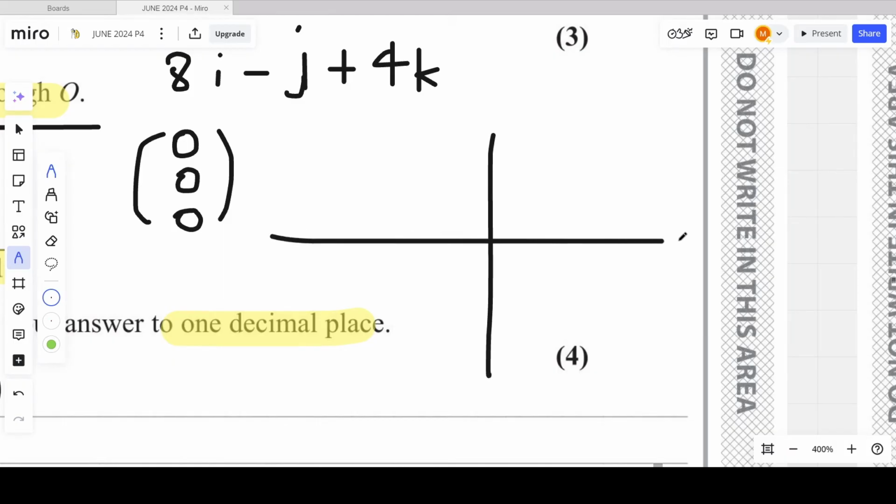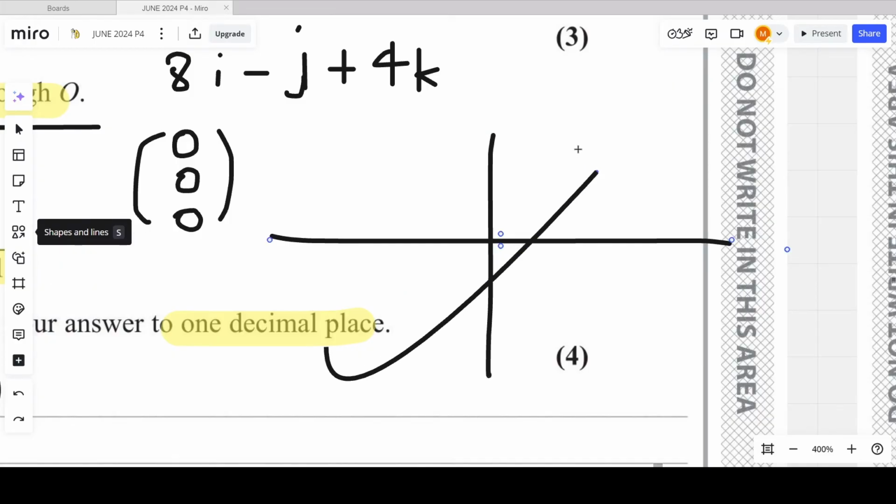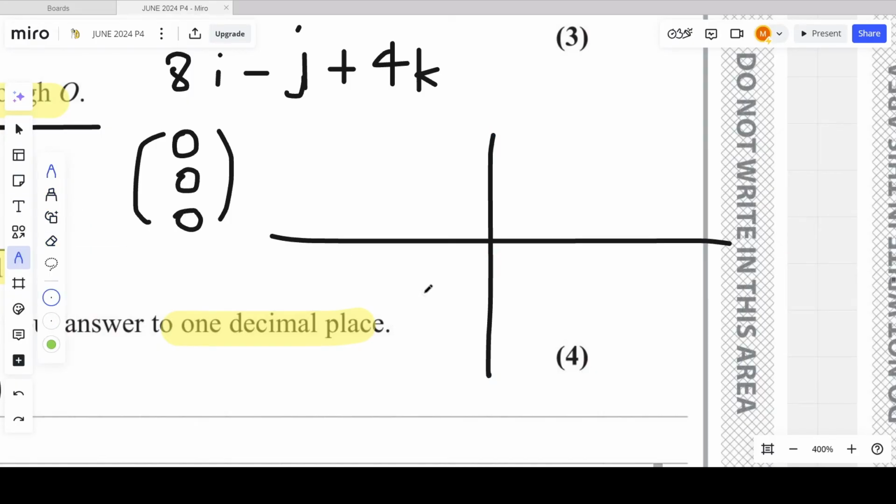If this is the origin, line L2 passes through the origin, right? Okay, it became curved. Wait a minute. It is also getting curved. Okay, let's do a freehand. So line L2 passes through the origin.